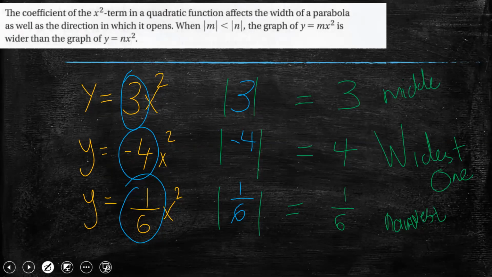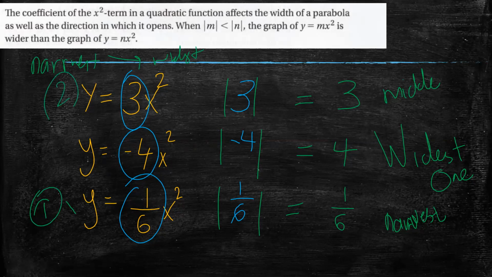So what does it mean now? That means this is the number one. If I ask you to order them from the narrowest to the widest, you tell me this is the first one, this is the second one, and this is the widest one. So the sign and the magnitude tell me two things. The sign tells me where the function goes, if it is upward or downward, and the number tells me if it is narrowest or widest. Let's see it now on the graph.